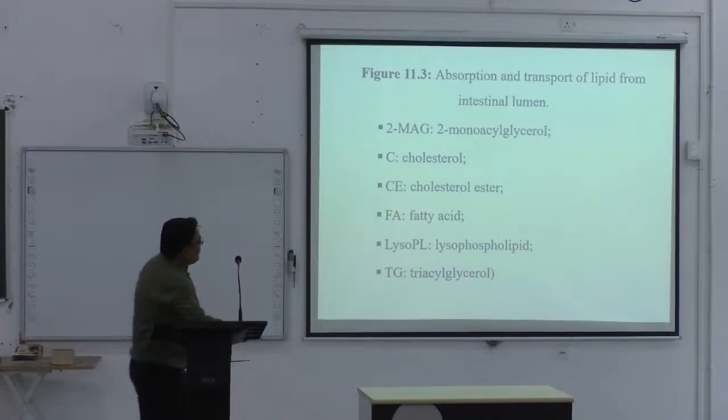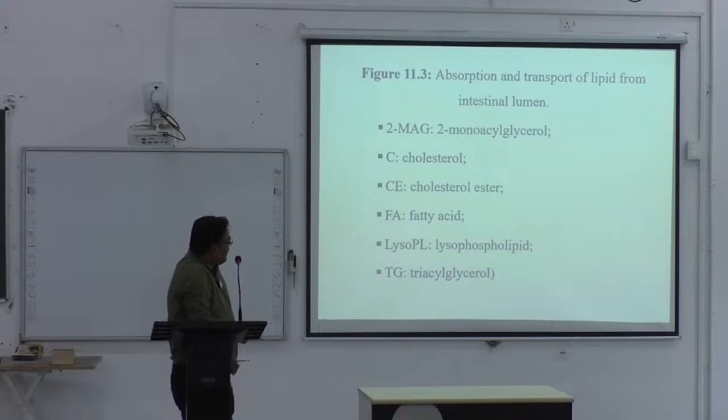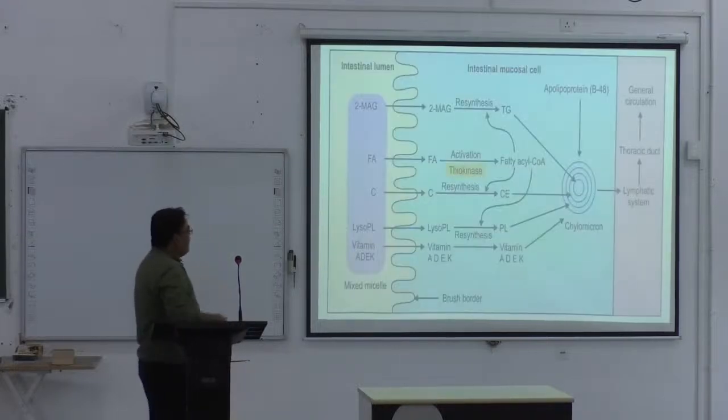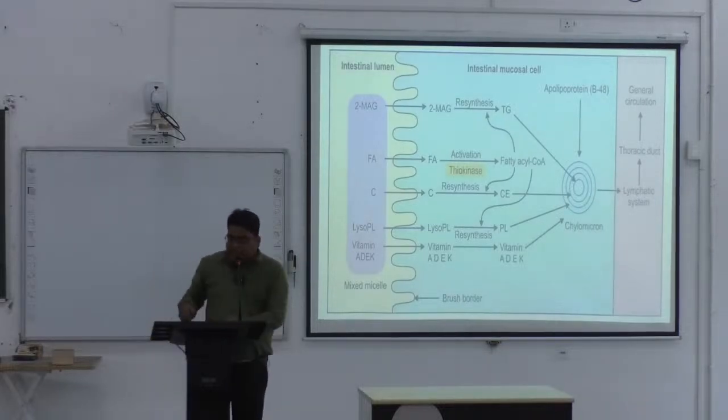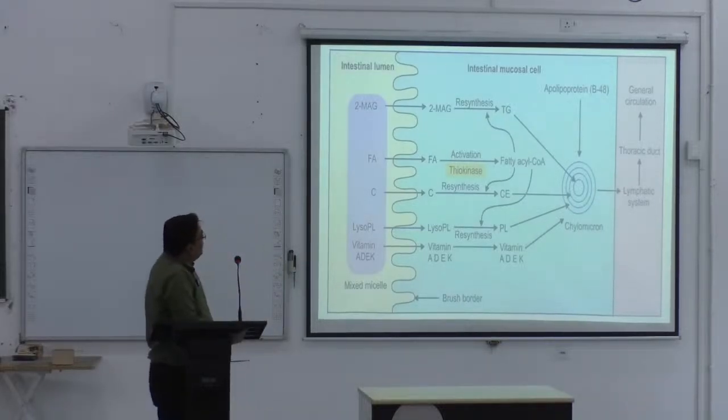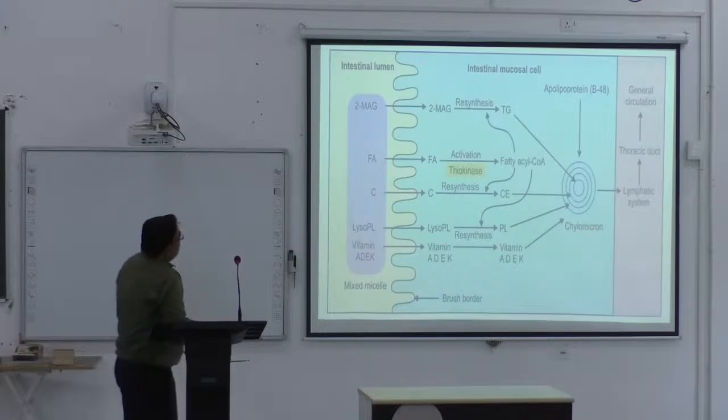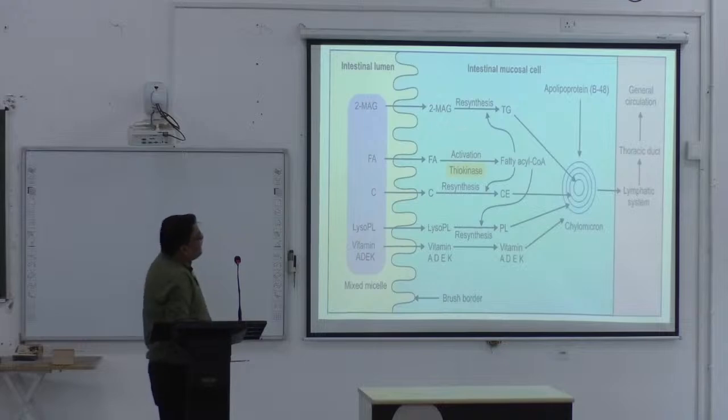Okay. After the formation of 2-MAG, cholesterol, free fatty acids, lysophospholipids, the next process is absorption. It occurs in the intestinal mucosal cells, at the intestinal border, which is called the brush border membrane. Let's see, in the intestinal lumen, 2-monoacylglycerol is directly absorbed and it is resynthesized. What is the meaning of resynthesized? 2-MAG is converted into TG.